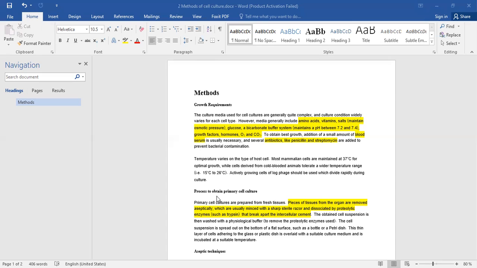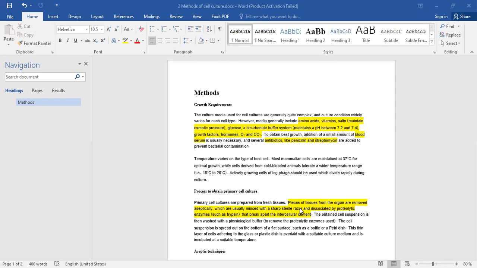Now, what is the process to obtain the primary culture? As we have discussed, the primary culture is the first cells grown on the culture media. These primary cells are obtained from fresh tissue. Primary cell culture is isolated from fresh tissue. So the question is, how will we isolate these cells? The cells are isolated from the tissue, and first we need to isolate the tissue.